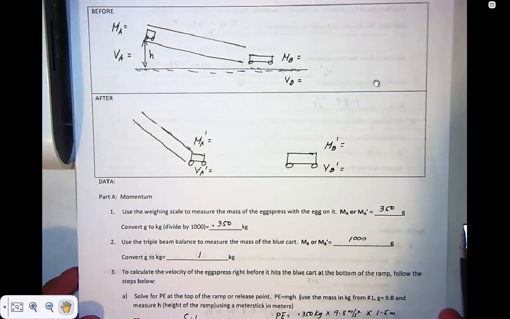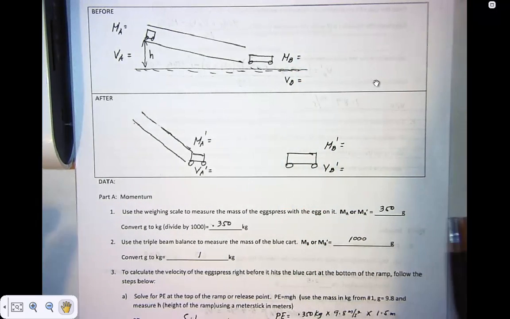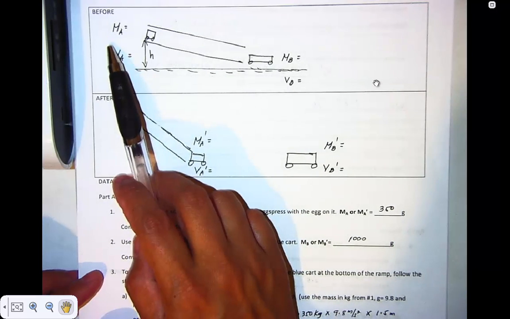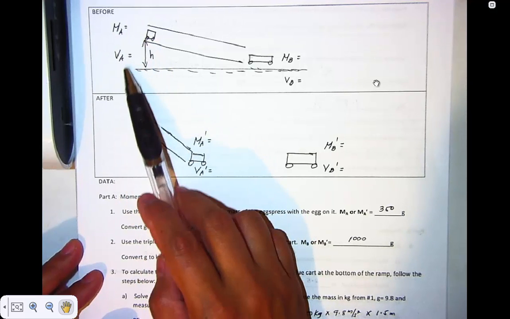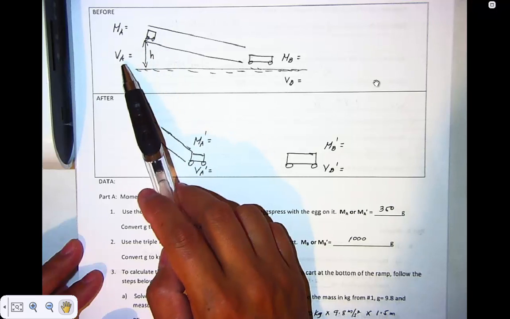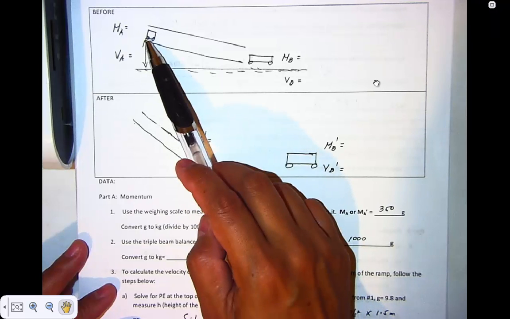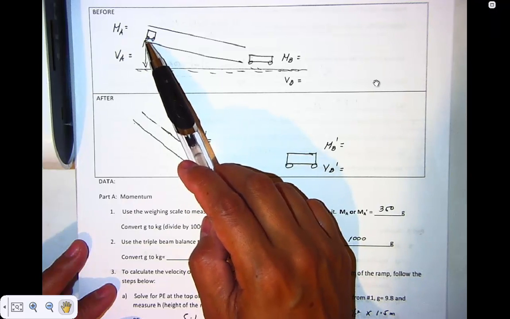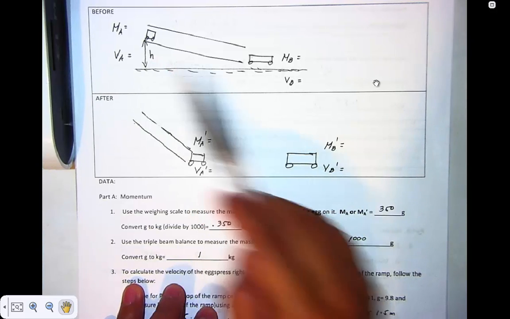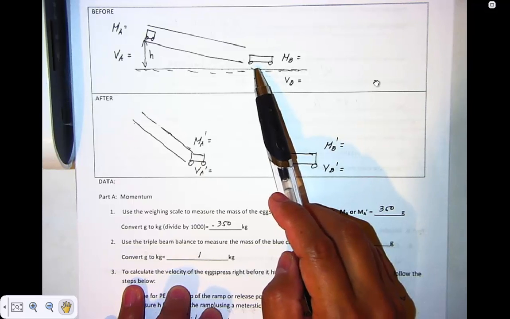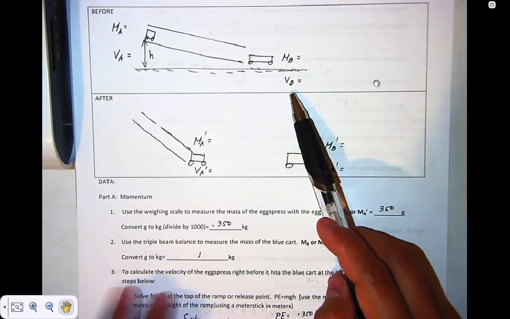Okay, so you will begin sketching the before collision and after collision setup of your project. On the before collision, your project is on top. You will label that mass of A and the speed of your project VA. Now the height from the bottom on the floor to the initial point of the ramp is the H that we will use to solve for our potential energy later. The blue cart at the bottom of the ramp will be considered as object B, so we'll label it MB and VB for its speed.